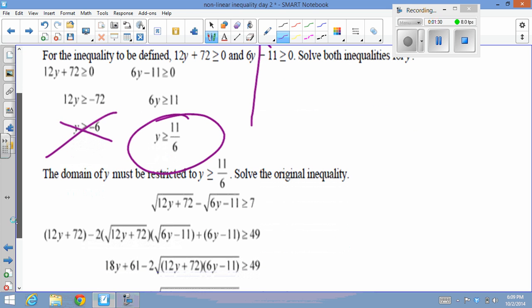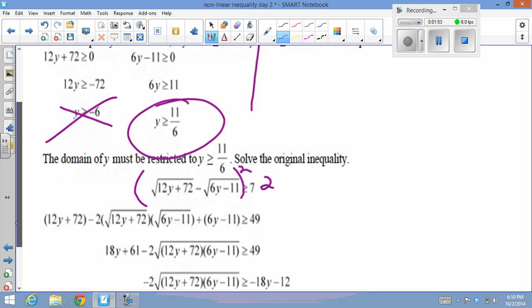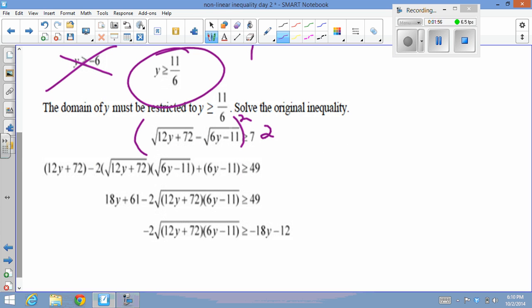So now that I have my domain, I'm going to solve my inequality by squaring both sides. So if I square that side and square that side, remember, I'm going to need to FOIL. So when I FOIL, I would end up with what you see there, 12y plus 72 minus 2 times the product of those two radicals, plus 6y minus 11 is greater than 49. And then, of course, I'm just going to add like terms. So you end up with that.